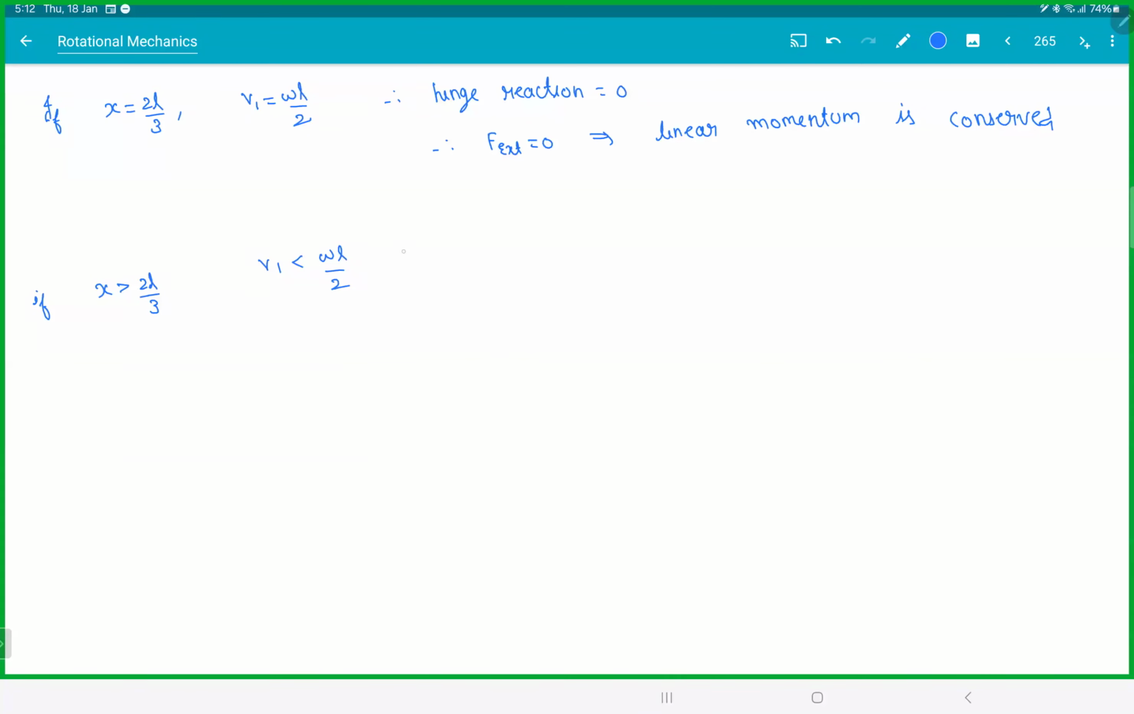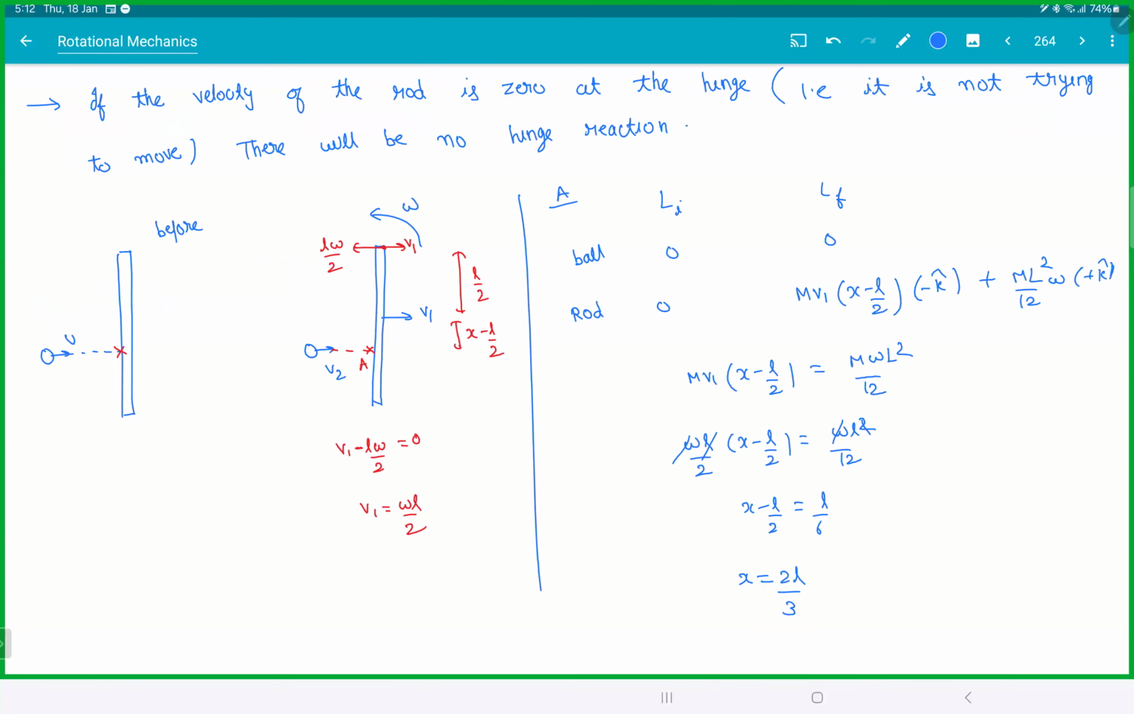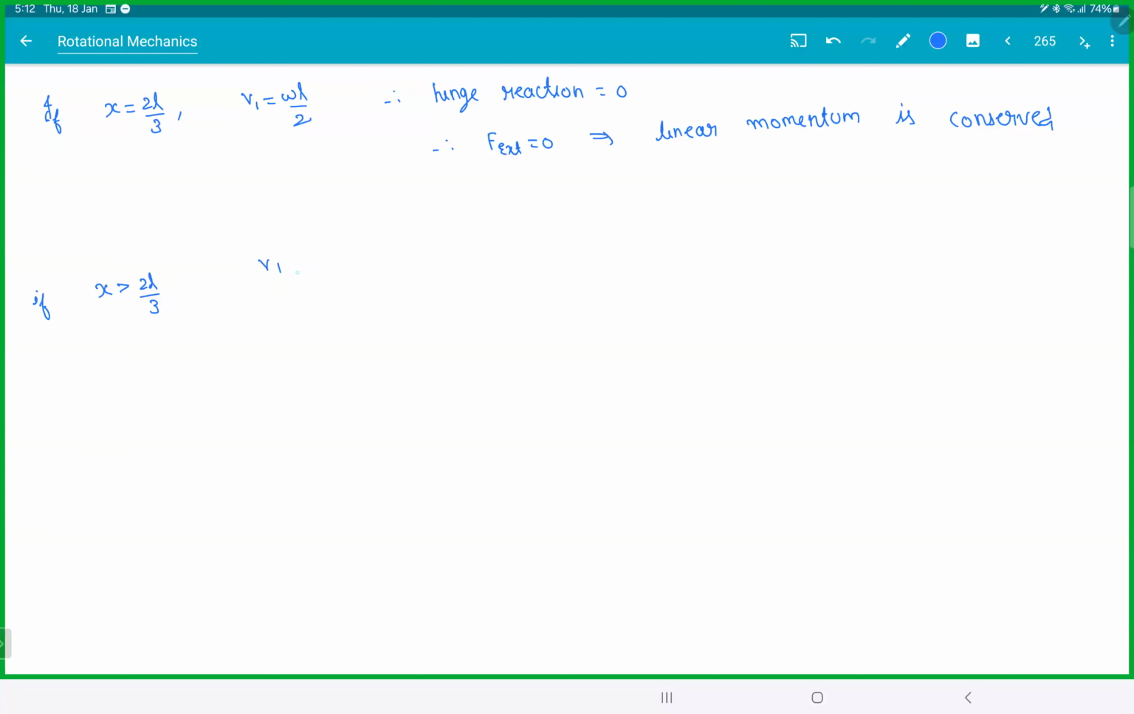Now, in this case, see what happens. Less than or greater than. So V1 is omega L square by 12 into (x minus L by 2). If x is 2L by 3, they'll be equal. If x is greater than 2L by 3, this value will be less negative, lesser. So V1 will be even greater. V1 will be greater than omega L by 2.